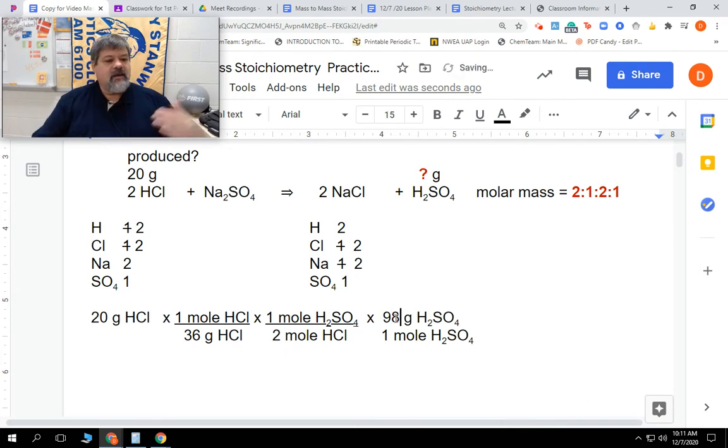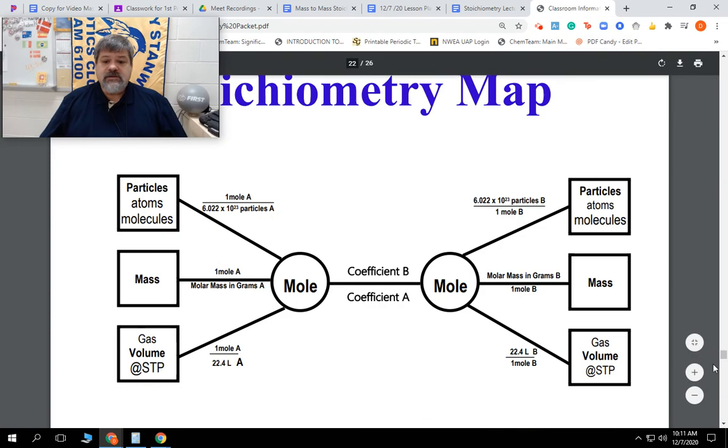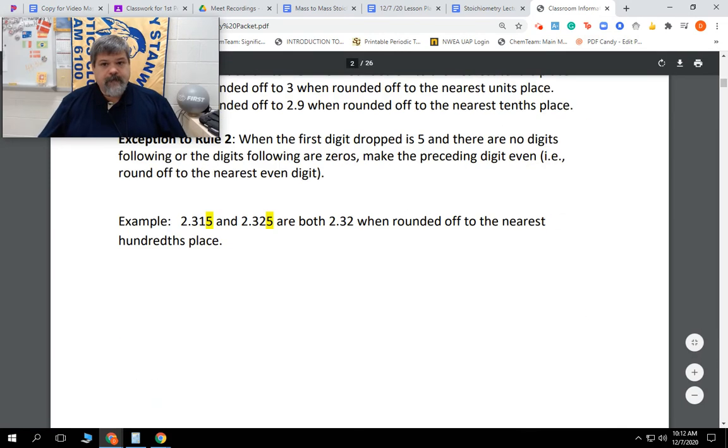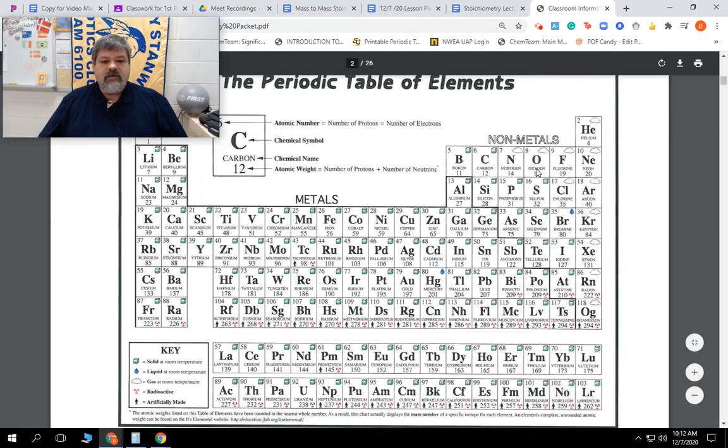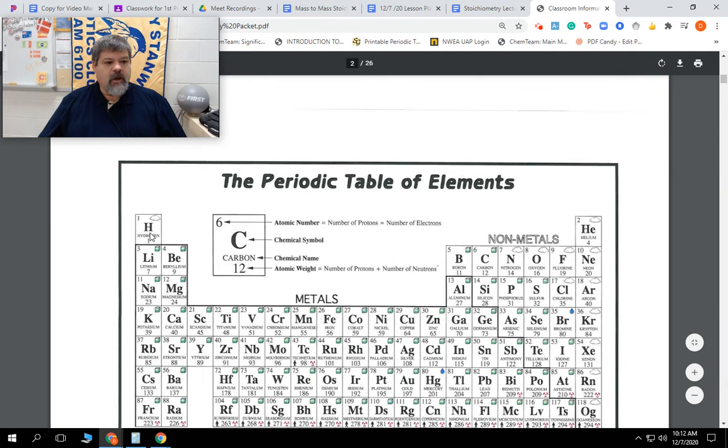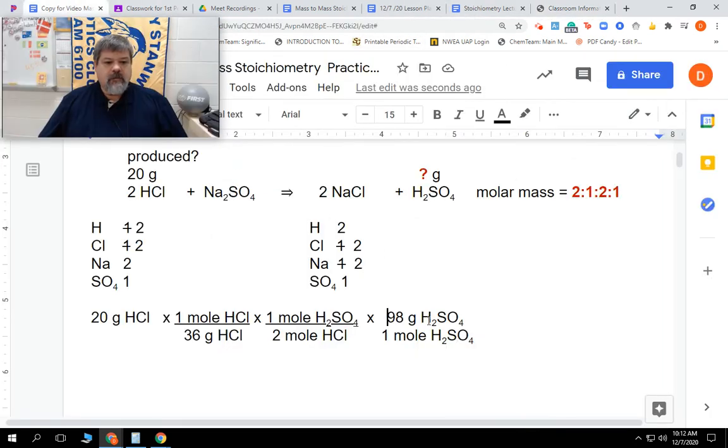Now again, show your work. It'll help you out. We'll know where you make a mistake if you make a mistake. But I want to double check it, so I'm going to go back to the periodic table. As always, we're going to go back and forth. And we know that oxygen was 16, sulfur was 32, and hydrogen is 1. So let's go back to the problem. So hydrogen was 1, 32, and 16.